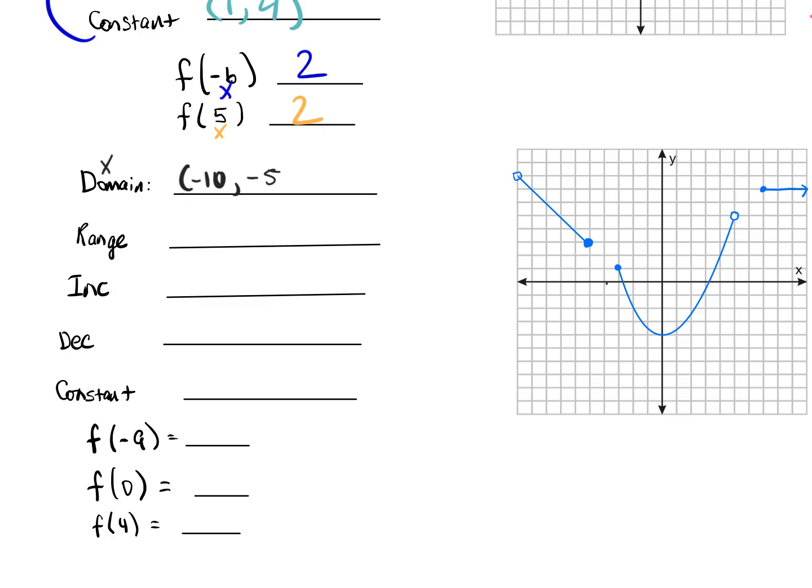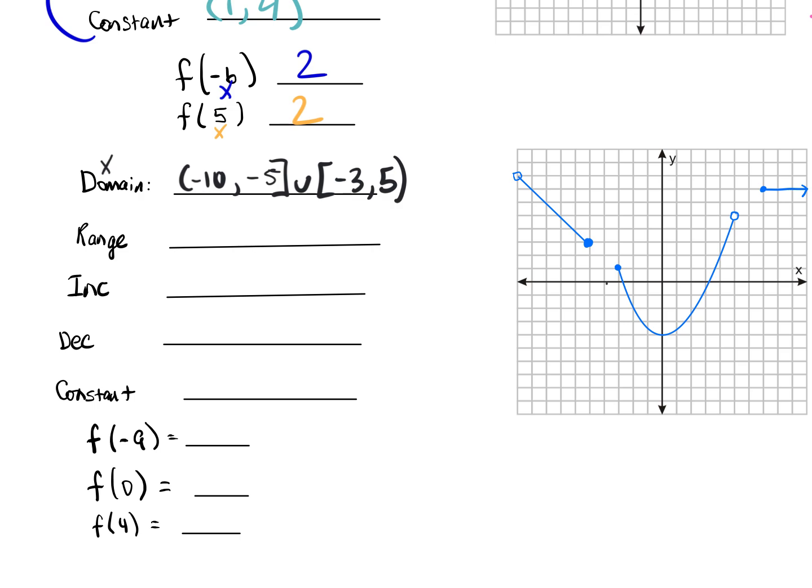That is a closed circle, so it'd get a bracket. Then we've got a gap in our domain. We got to jump to the next one. Where does our graph start again? -3. Bracket or parentheses? Bracket, -3. Then we're touching graph until when? Until 5. Perfect. Bracket or parentheses? Parentheses, because it's an open circle.